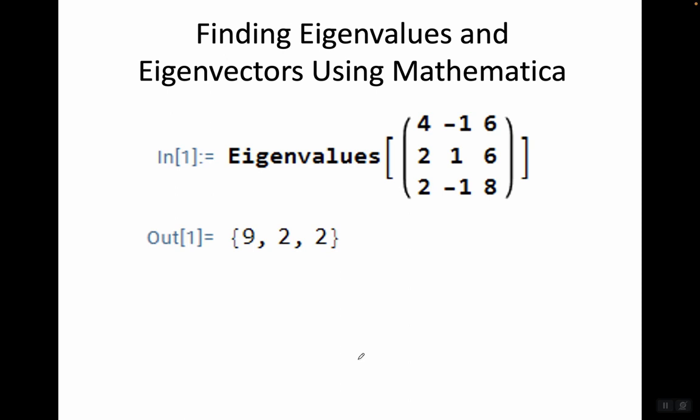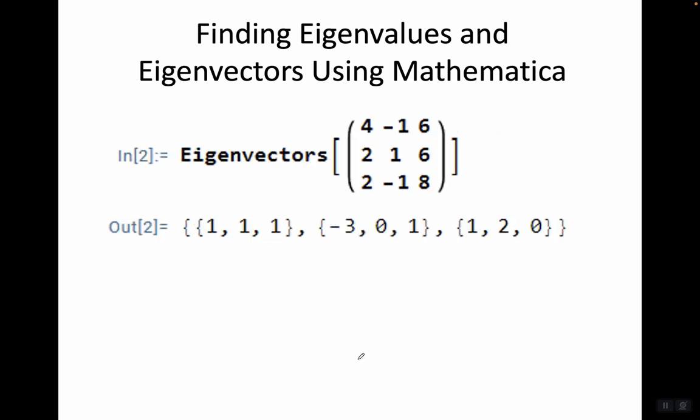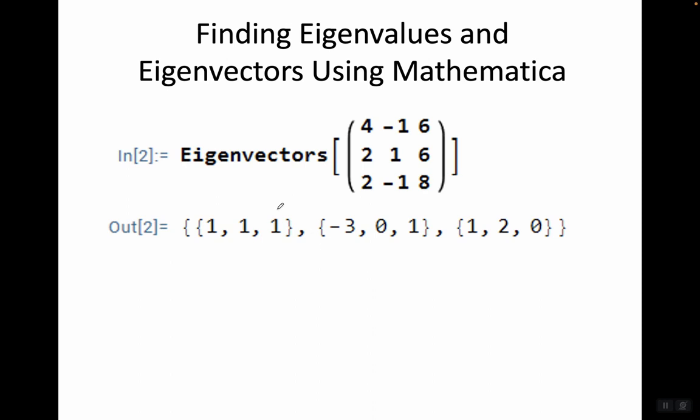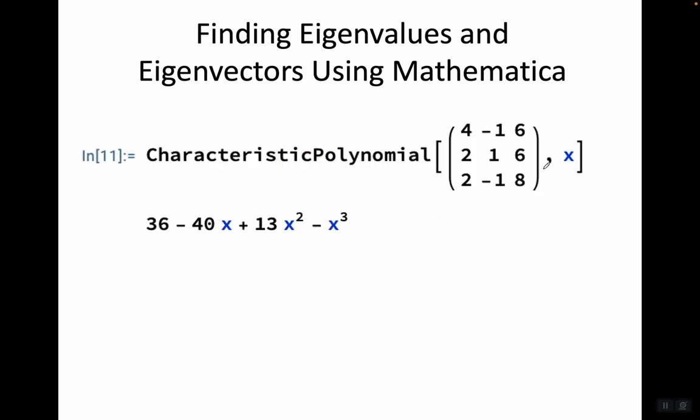Very cool. You can do the same thing with eigenvectors. It will tell you the eigenvectors for the matrix. And these, again, will correspond to 9, 2, 2. So this corresponds to the 9, that corresponds to the 2, that corresponds to the 2. You can do the same for the characteristic polynomial. Now notice, it's not just the matrix. You have to have comma x because you need to give the name of the variable.